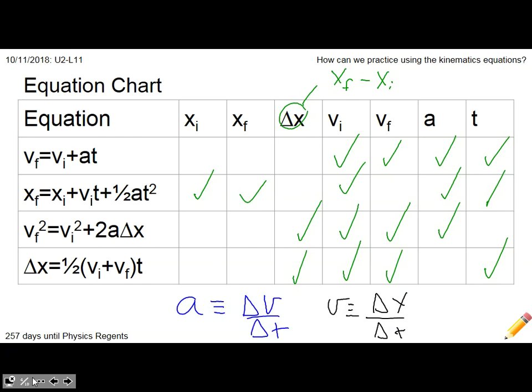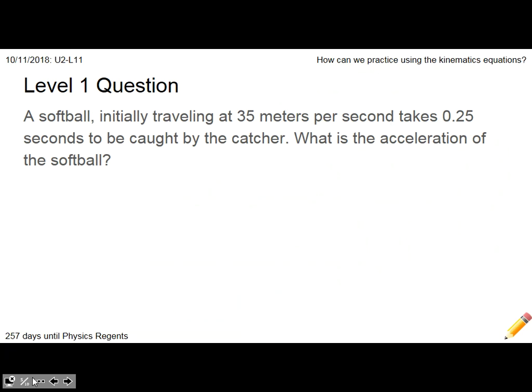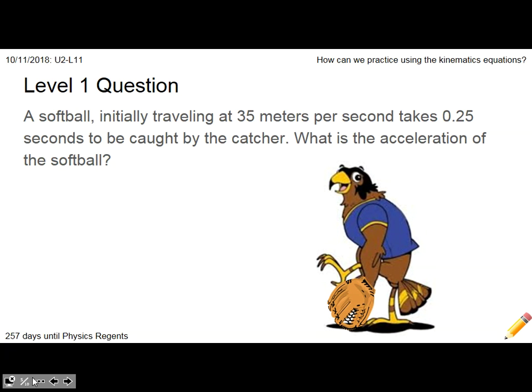Yeah, so let's look at an example now of the kind of question you might have and how we would solve it using the guess method. Okay, so here's our question. A softball initially traveling at 35 meters per second takes 0.25 seconds to be caught by the catcher. What is the acceleration of the softball? Okay. So here's Fiegel playing softball, catches the softball.